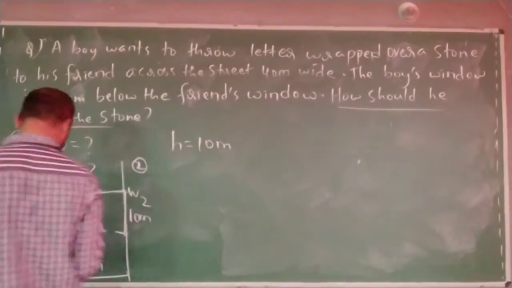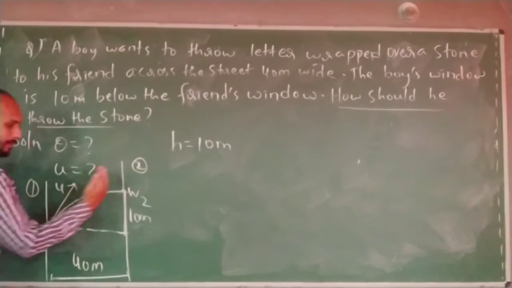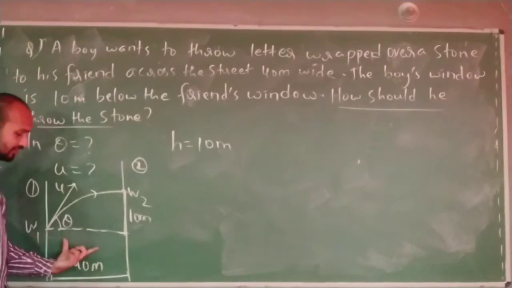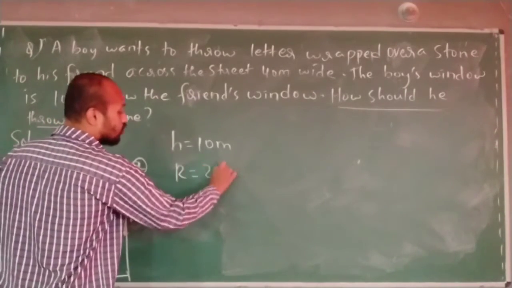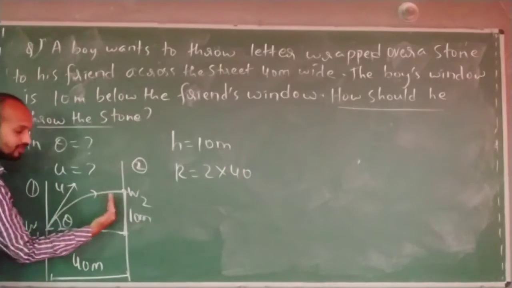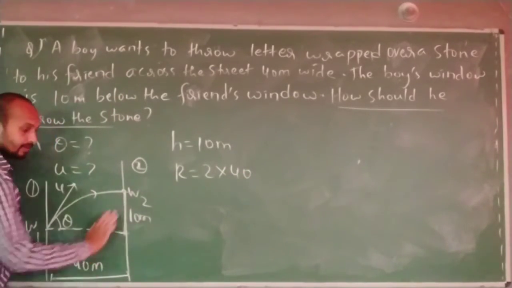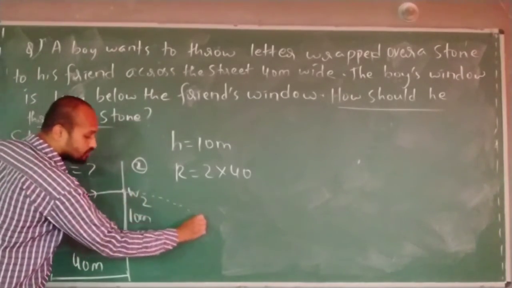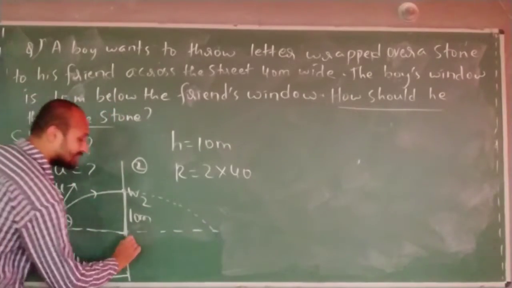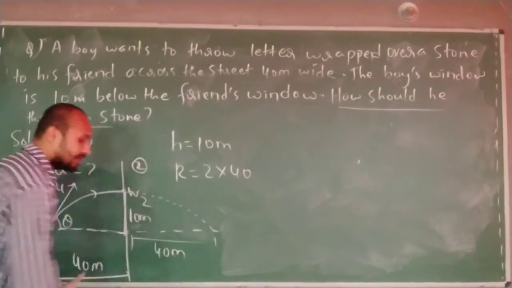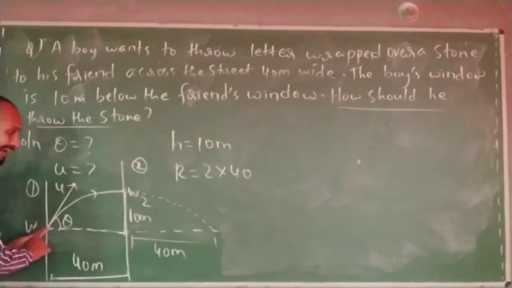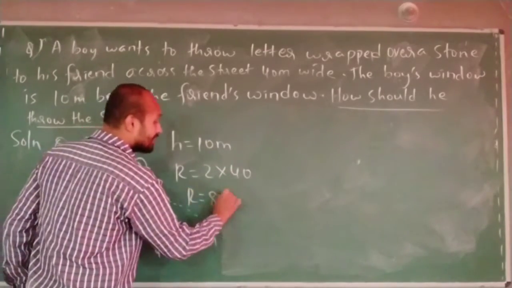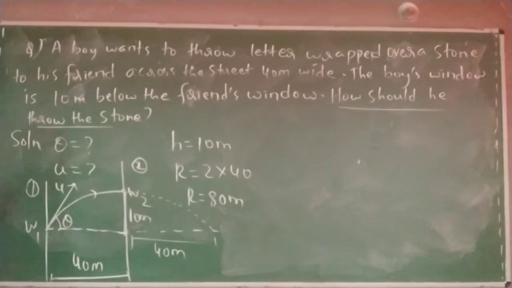What should be the range? See here. The maximum height bisects the range into two parts. So if this is 40 meter, the range will be equal to 2 into 40 meter. For the first half it covers 40 meter, and to come back downward it again takes 40 meter. So the total range of this projectile will be 2 into 40, which is 80. Very interesting question.